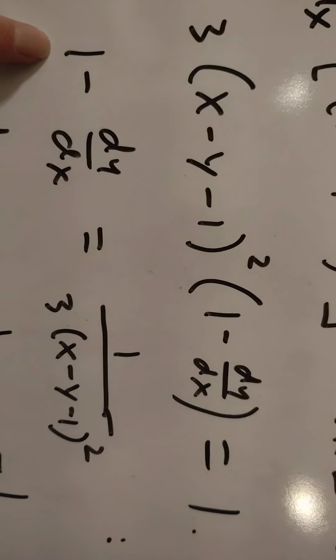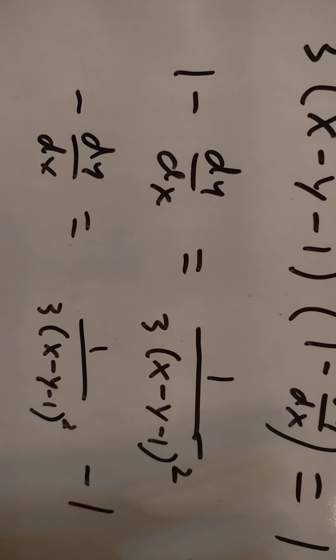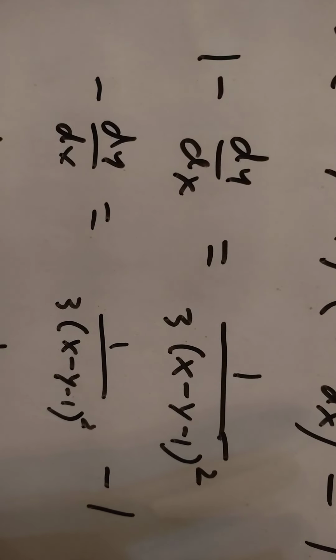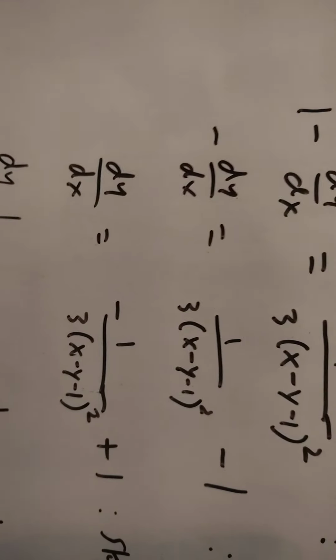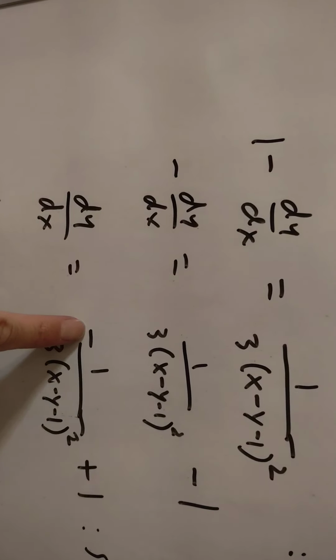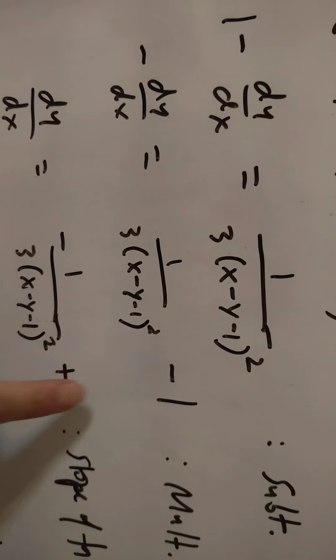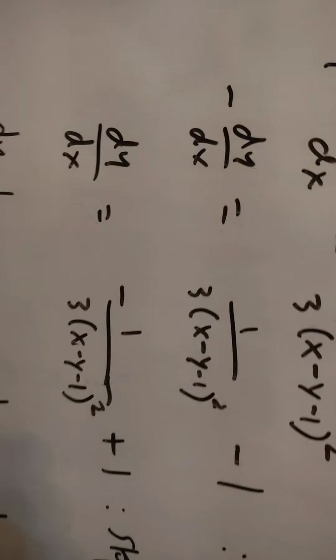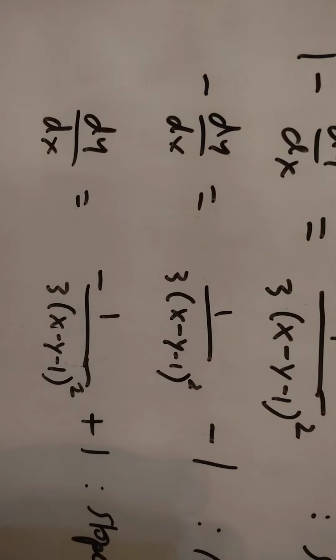Negative dy/dx equals 1 over 3 times (x minus y minus 1) squared, and then minus the 1. But I want dy/dx, not negative dy/dx, so change all the signs. Multiply both sides of the equation by -1, which means every sign changes. So now I get this. dy/dx equals, originally this fraction was positive, but when I multiply through by negative, it's a negative. Here it was a -1, but minus a minus is a plus. So this is the derivative right here. dy/dx is by itself.